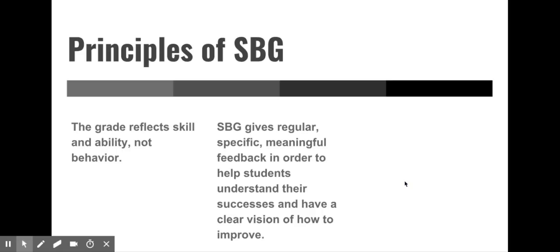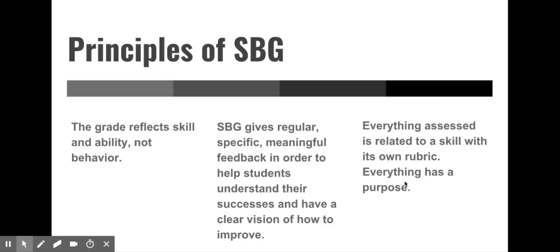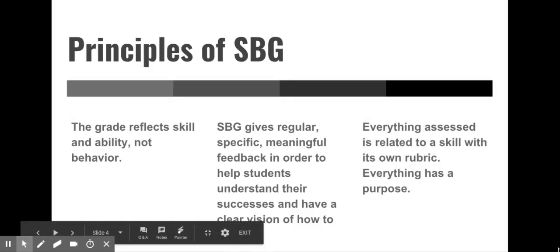Standards-based grading gives regular, specific, meaningful feedback in order to help students understand their successes and have a clear vision of how to improve. And part of that is that everything's tied to a rubric. Those rubrics can be found on my websites and on Google Classroom as well. Every assignment has this sort of target that you want to meet, and you know what that target is. So it's not arbitrary points, like you get an 8 out of 10 on this. If you get a 1 or a 2 or a 3 or 4, you have specific criteria where you fall, so you can look to that and see how you can take it to the next level. Everything assessed is related to a skill with its own rubric. Everything has a purpose.